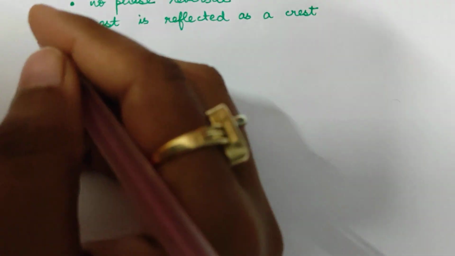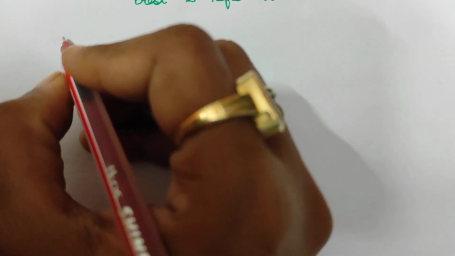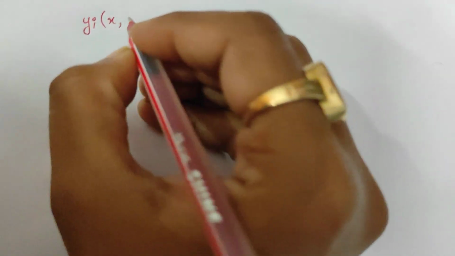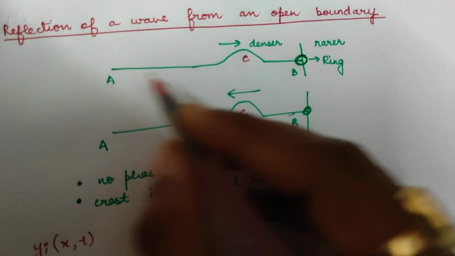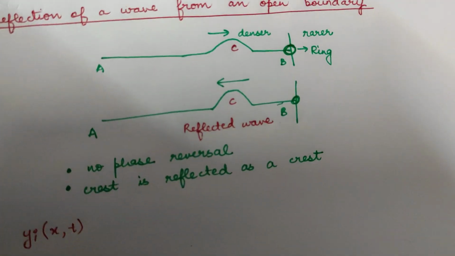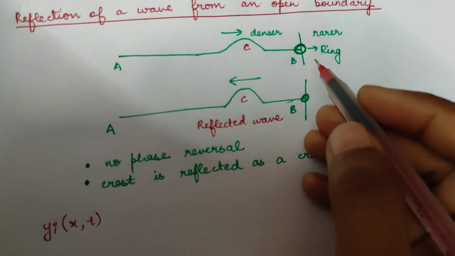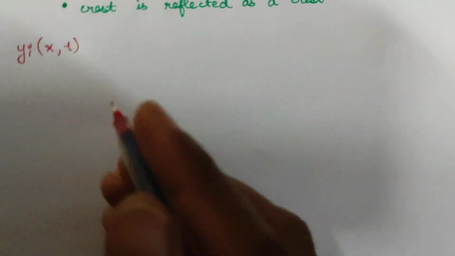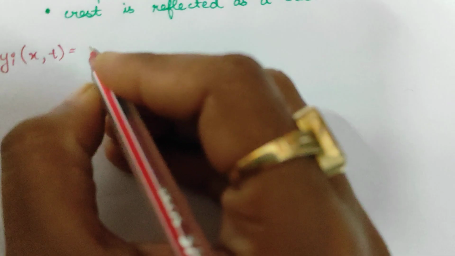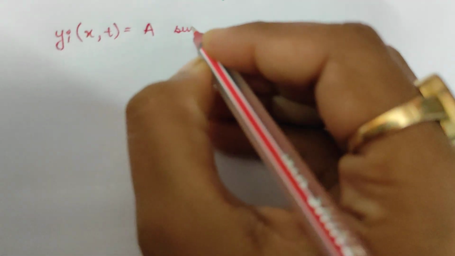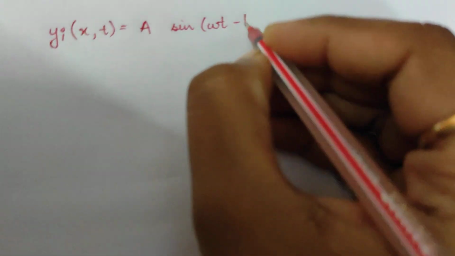Now if we consider an incident wave, if you remember the case for a closed boundary, we know that y is a function of x comma t. Is it clear? This is the x axis, the direction of propagation of the wave, and t is the time. So it is represented by, let us say, y = a sin(ωt − kx).